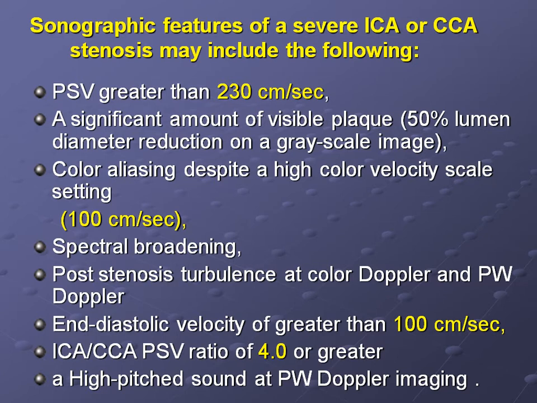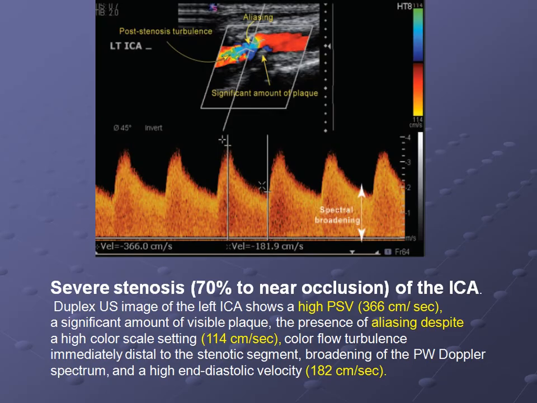High pitched sound at the pulse wave Doppler imaging. You get a very, very high pitched sound due to the jet, increased post-stenotic velocity. For example, you can see here the peak systolic velocity is 366 centimeters per second, while the end diastolic velocity is 140 centimeters per second. You can see the obvious spectral broadening, the whole thing is filled with color, indicating very severe stenosis. And this is at a high scale, 114 centimeters per second, and you still get aliasing artifact. This indicates a high grade stenosis. This plaque here is significant.